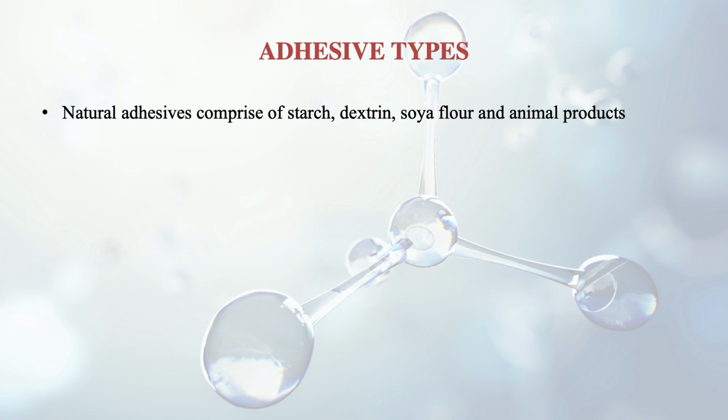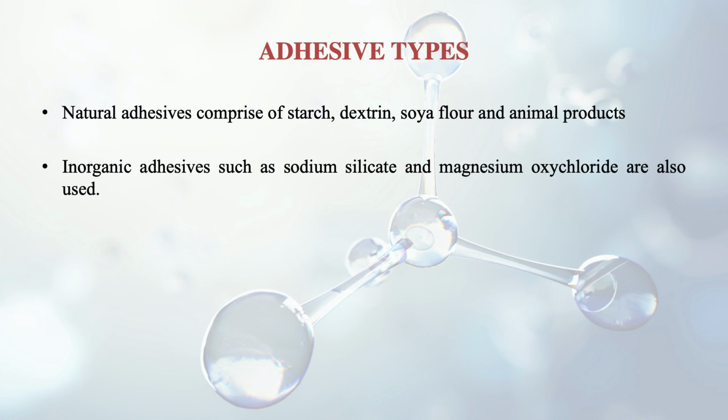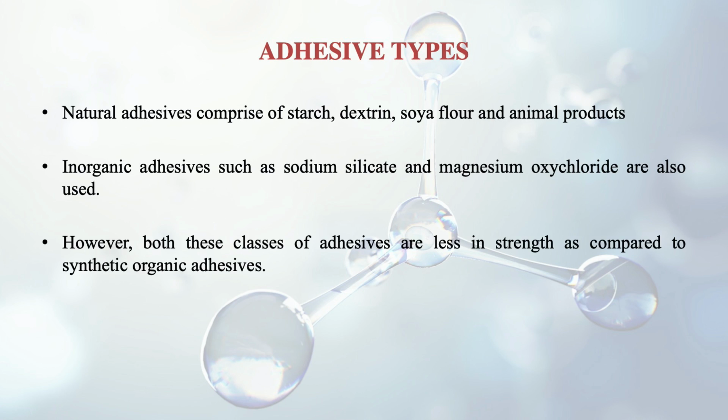So after discussing the structural and non-structural type of adhesives, there are the natural adhesives also, and they comprise of starch, dextrin, soya, flour and animal products. Then there are the inorganic adhesives also, some of them are like sodium silicate and magnesium oxychloride. However, both these classes of adhesives, the natural and the inorganic, are very much weak in strength as compared to the synthetic organic adhesives.